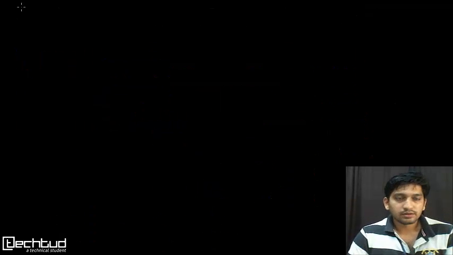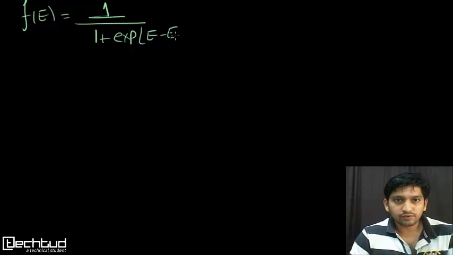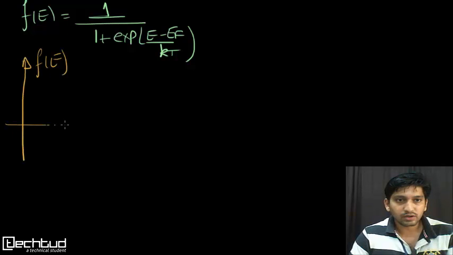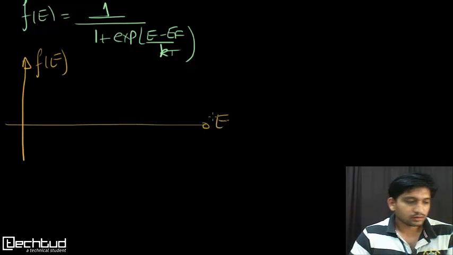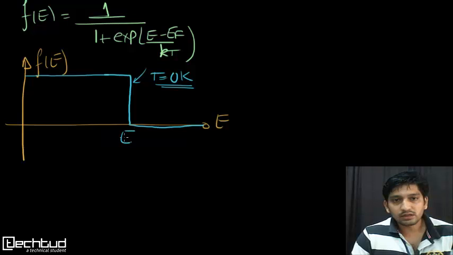Let us see in detail how the plot of F(E), that is 1 over 1 plus exponential (E minus Ef) by kT, looks like. When you see the plot of F(E) with respect to energy E, it looks in this manner. This is at T equal to 0 Kelvin, and this is E equal to Ef.